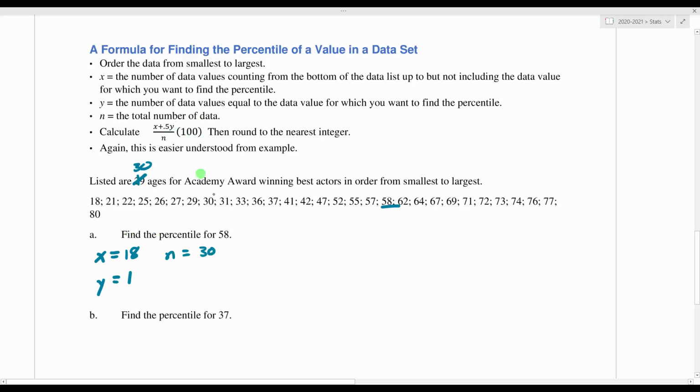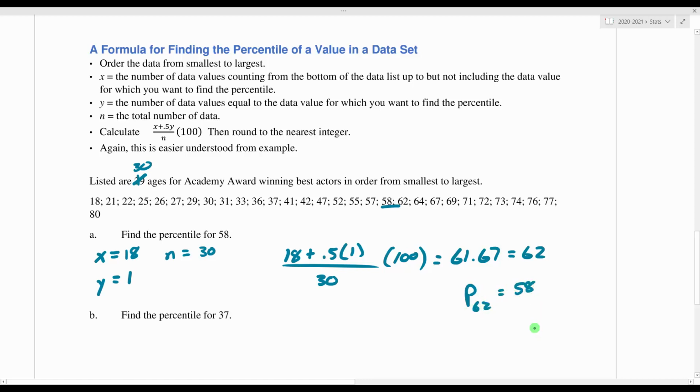Now I'm going to set up my formula just like it says here. So we're going to have 18 plus 0.5 times 1 all over 30. So there's my calculation, and then I'm going to take whatever the result of that is and multiply it by 100. Okay, so let's see what we get. I grab my calculator and do all this. We should get 61.67. So this is the number that comes out, and then it says to round to the nearest integer, so this is going to round up to 62. So 58 is percentile 62. So if you told me that you were an Academy Award winner who was 58 years old, I would know that you are in the 62nd percentile.